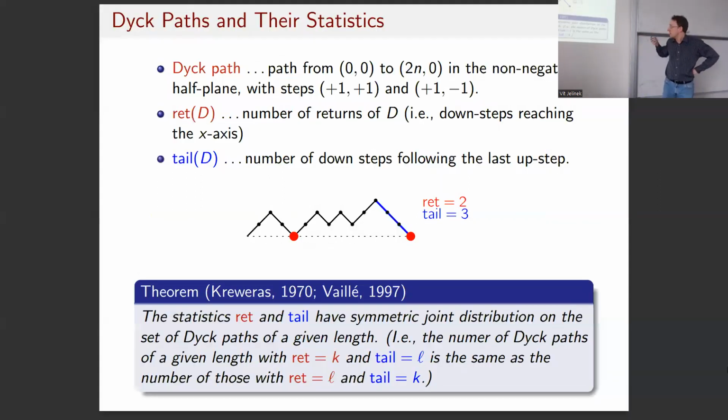And the interesting feature of these statistics is that on the set of Dyck paths of a given length, they have what people call symmetric joint distribution, which is to say that the number of Dyck paths of a given length that have k returns and tail of length L is the same as the number of Dyck paths that have L returns and tail of length k, for any k and L and fixed length of path. So there is this symmetry property of statistics on Catalan objects.